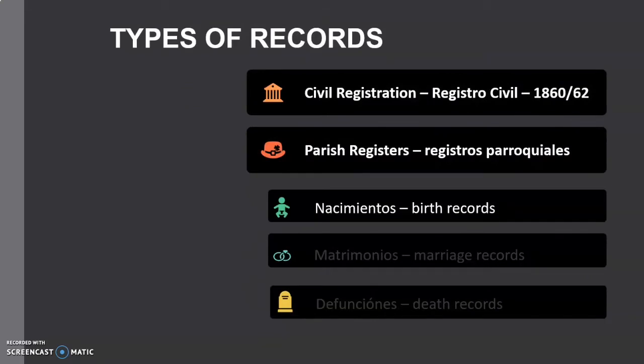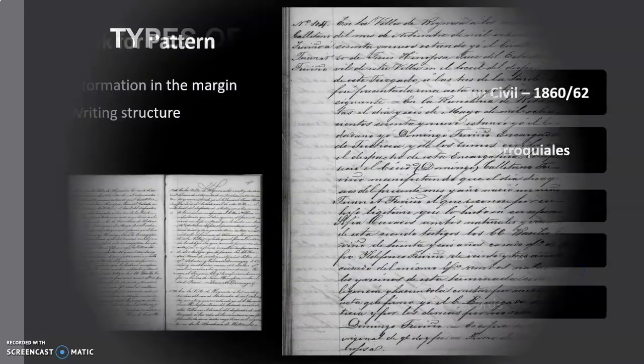There are two types of records. Remember, your civil registration and your parish registers, which are your church records. Today we'll be talking about those birth records.